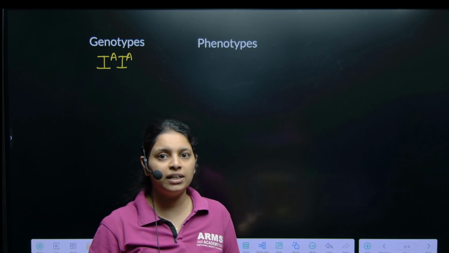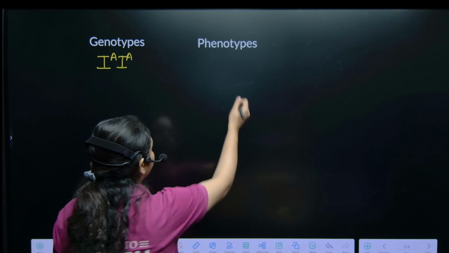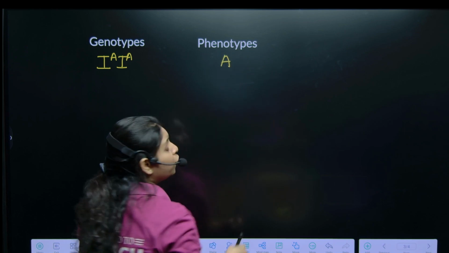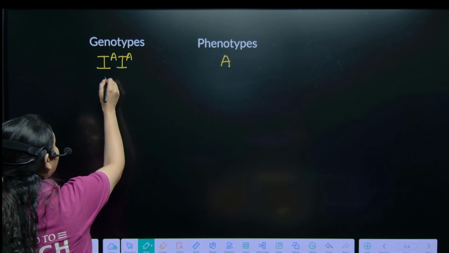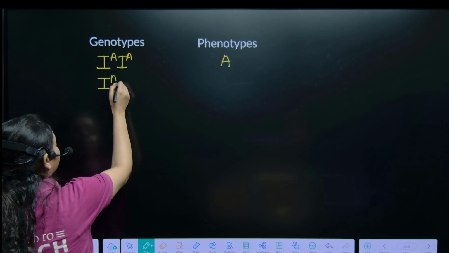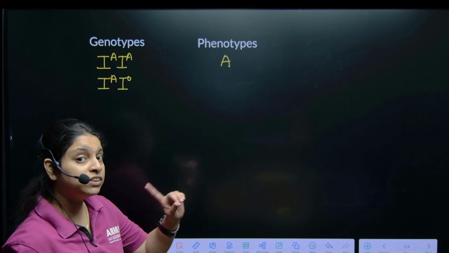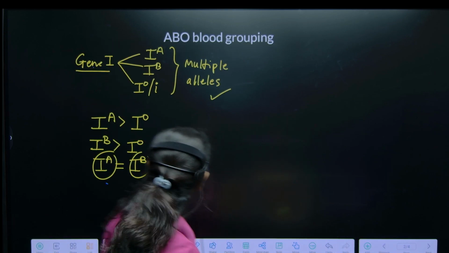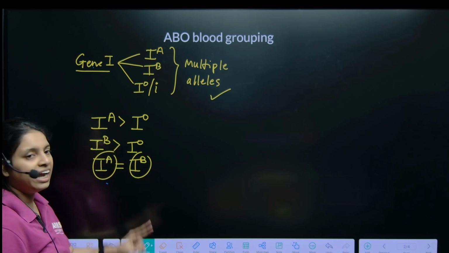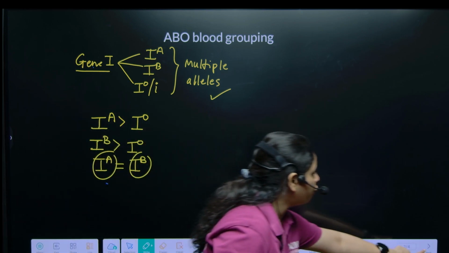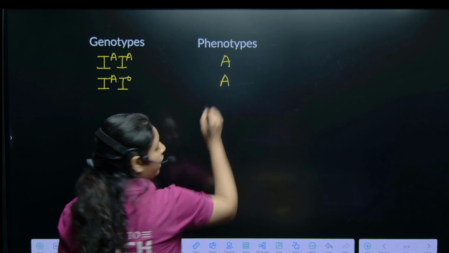If both the alleles are IA, then which blood group will be expressed? Obviously, it will be A blood group. The blood group is the expressed character, so it is the phenotype of the organism. Next possible genotype, let's take a hybrid IAIO. Now, what we have studied on the previous slide, right? If IA and IO are present together, then IA is completely dominating. So which blood group will be expressed here? Again, it will be A, right?